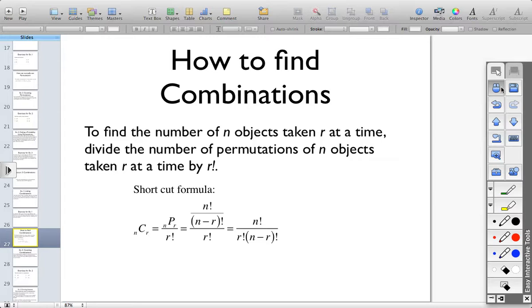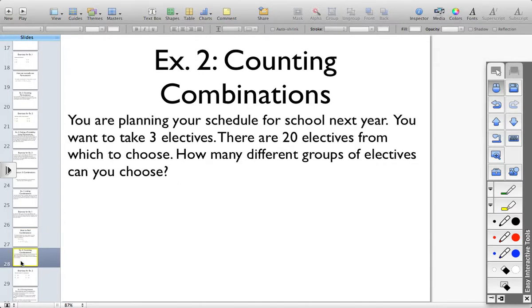Okay, let's take a look at an example of using combinations. This is a little bit real life for you guys since you're in the process of planning what you're going to take for the next year, if not 3 years of your high school career. So you're planning your schedule for school next year. You want to take 3 electives. There are 20 electives from which to choose. So how many different groups of electives can you choose?